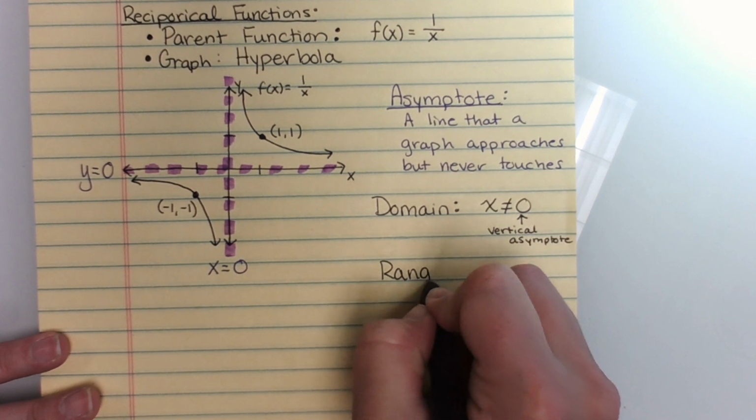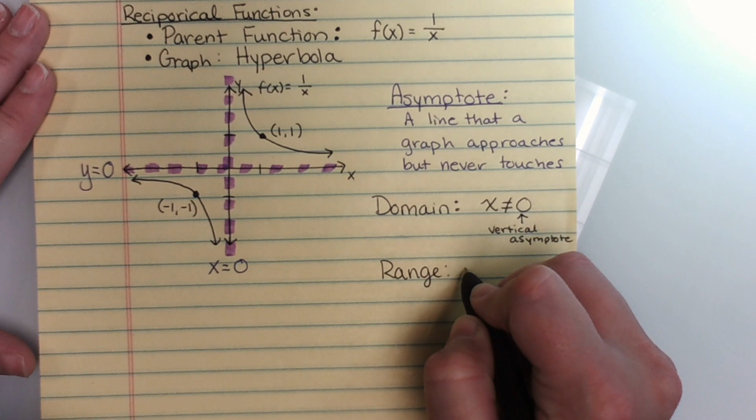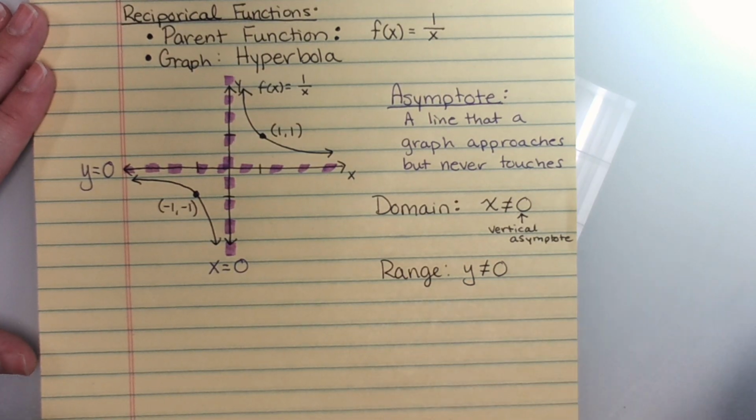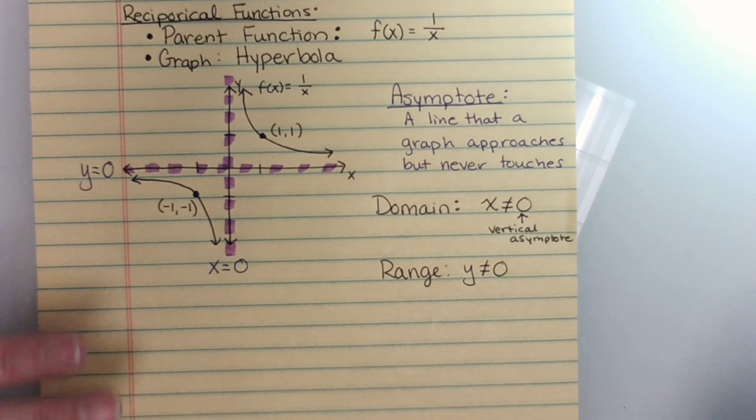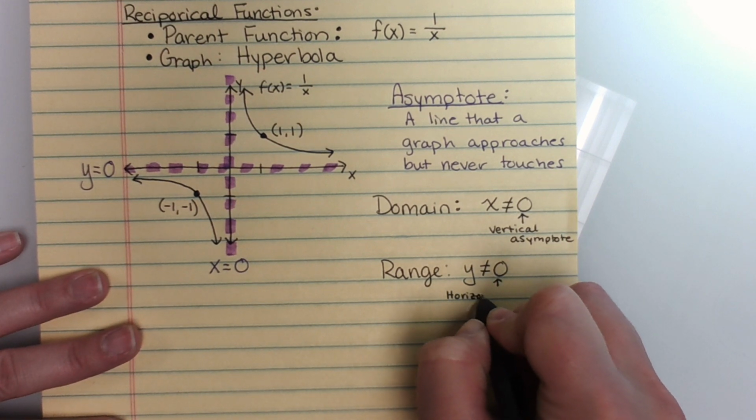Range is the up and down of the graph. Does the graph go all the way up? Does it go all the way down? Does it hit everything in between? Everything except for 0. So the range, y is not allowed to be equal to 0. Again, all real numbers except y not equal to 0. This time, the 0 comes from the horizontal asymptote.